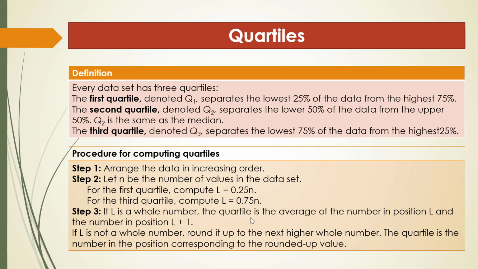To find the first quartile, we compute L. L is 0.25 times n. And for the third quartile, compute L is 0.75 n. For the median, we have already learned how to find the median from the last lesson of measures of central tendency. Step 3, if L is a whole number, the quartile is the average of the number in position L and the number in position L plus 1. If L is not a whole number, round it up to the next higher whole number. The quartile is the number in the position corresponding to the rounded up value.